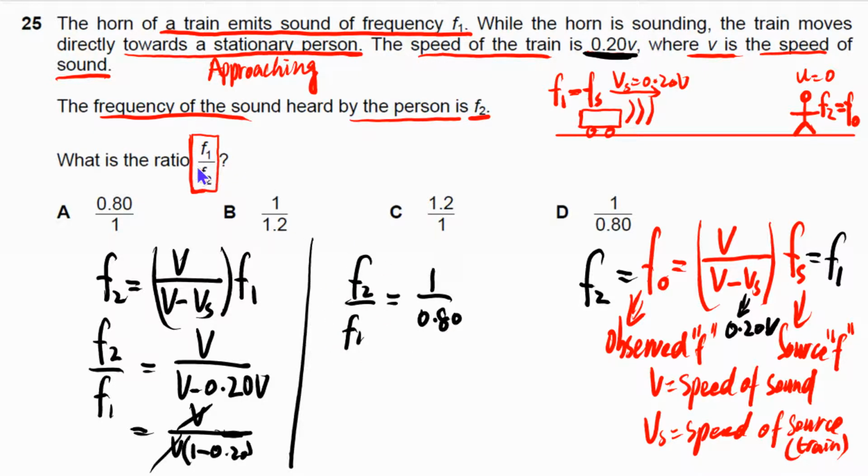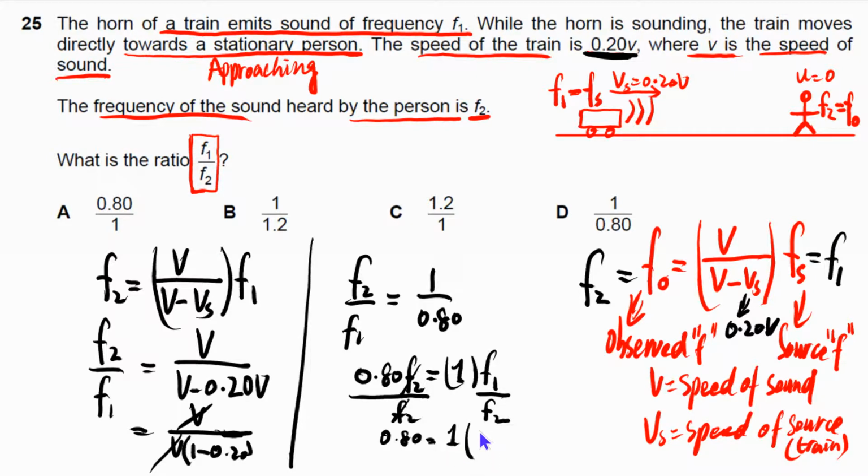As you can see, the question is asking you to find the ratio between f1 and f2. We can cross multiply this one. We can write down that 0.80 f2 is equal to 1 times f1. As we need to find the ratio between f1 and f2, we can divide both sides by f2, so this will be cancelled with this. So we are left with 0.80 on the left side, and on the right side we have f1 divided by f2.